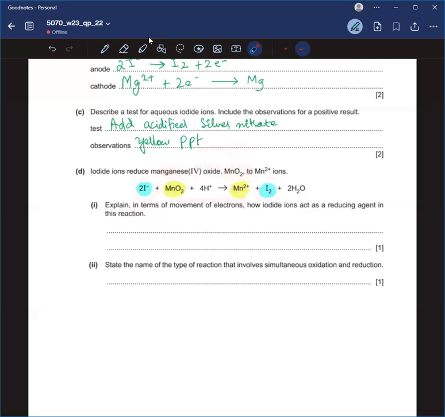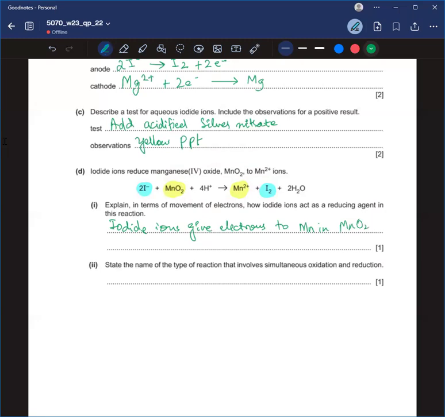Okay, so let me write it for you. I will write it like this: iodide ions give electrons to Mn in MnO2.